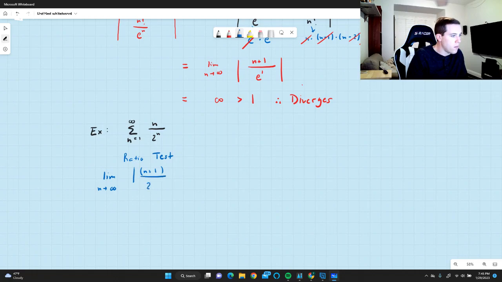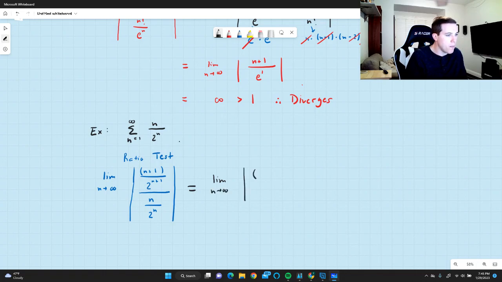Anywhere you have an n, plug in an n plus 1. Oops. All over the original. Okay. Now, it's just like last time, we multiply by the reciprocal. So we keep the top fraction the same, and we'll simplify that in a minute if we need to, but we multiply by 2 to the n all over n.